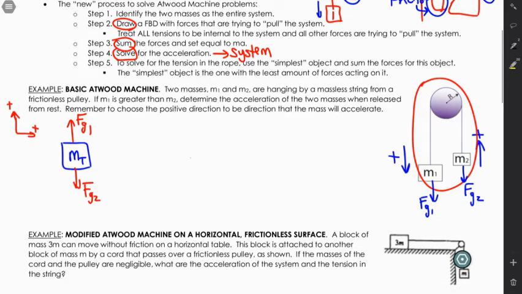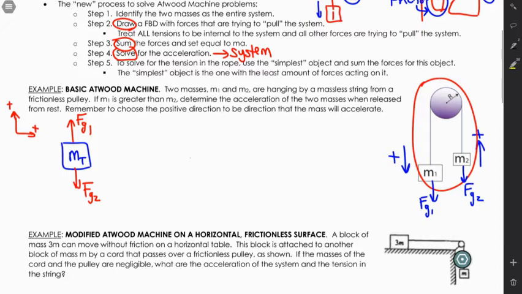Does someone have the notes packet from where we did this? I know only 2 people in third period had it, and there's like 14 kids in that class. Go to the section on Atwood machines. I think I did this one in here. Yeah, all right, good.